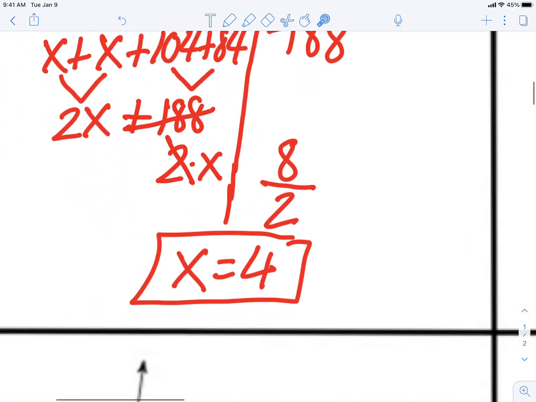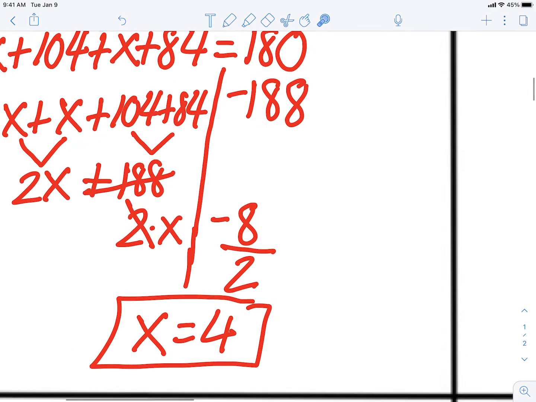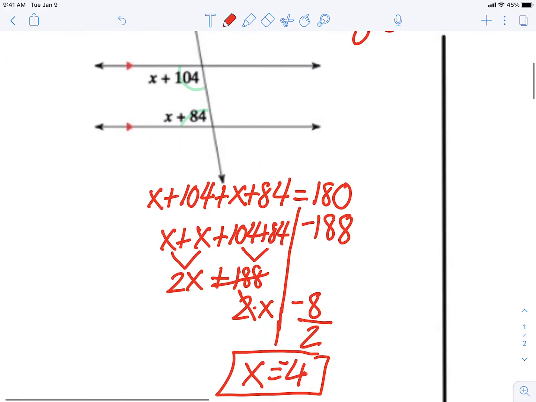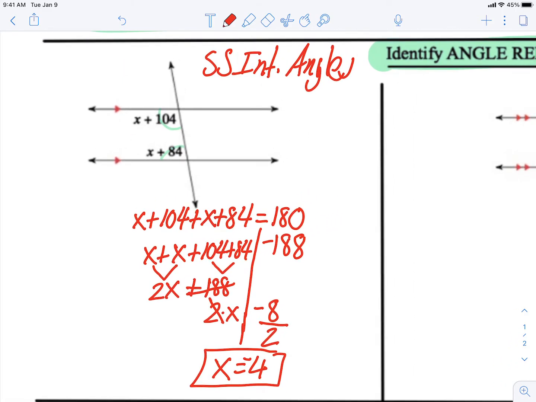And by the way, I forgot, if you guys caught it, good for you. This is a negative 8 because 188 is bigger and 180 is a negative. So that means a negative divided by a positive is equal to a negative 4. Glad I caught that. I'm just testing you guys. Just testing you. So those of you that passed, good.